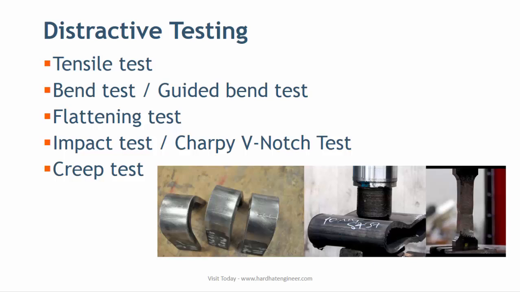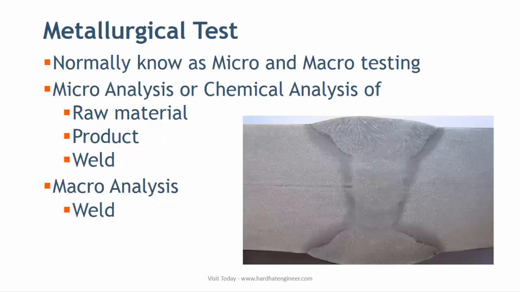Metallurgical tests confirm the chemical requirement of material grade as per the applicable material standard. Metallurgical tests are normally known as micro and macro testing. Chemical analysis of raw material, product and weld ensures that all the alloying elements are within the range as specified in the material standard. Microanalysis for weld will check proper fusion of the weld material with the pipe material.